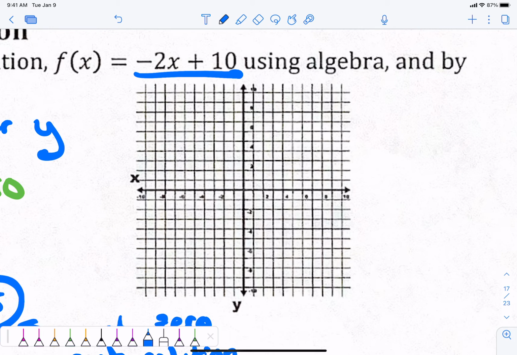Start at 10, right? We start up here at 10. Then we go down 2 over 1, down 2 over 1, down 2 over 1, down 2 over 1, down 2 over 1, etc. It's going to look like that.